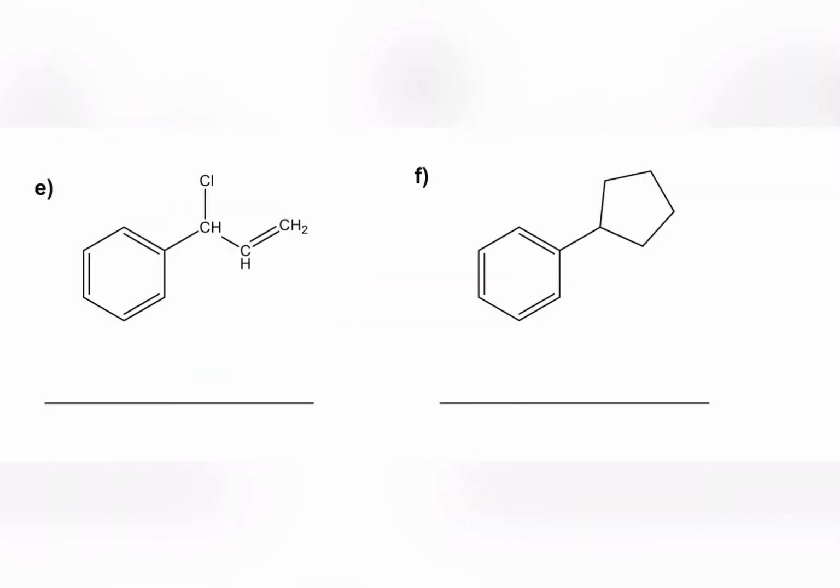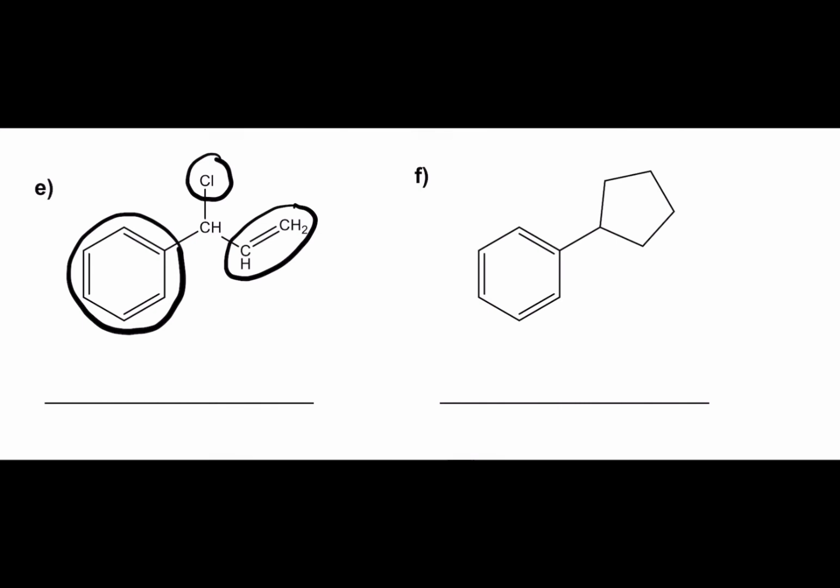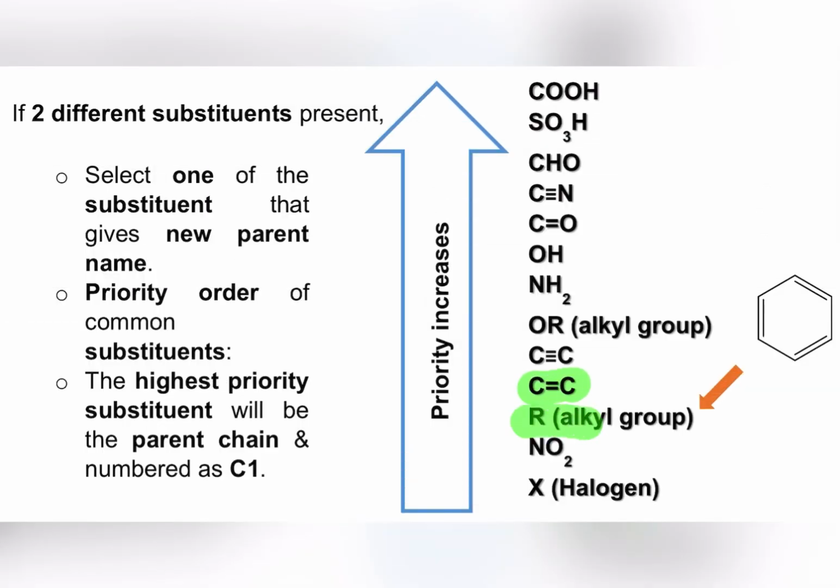Now we go for structure E, where I got my benzene ring and I got this structure. So right now you have 3 different functional groups that you have to determine which one is the highest priority. The first one is the benzene ring, your alkyl group. The second one is your halogen, and the third one will be your carbon-carbon double bond. So between these 3, let's take a look at the priority list. I got carbon-carbon double bond, I got my benzene as alkyl group, and my halogen, chlorine. So which one is the highest priority? Of course, alkene will be the highest priority.